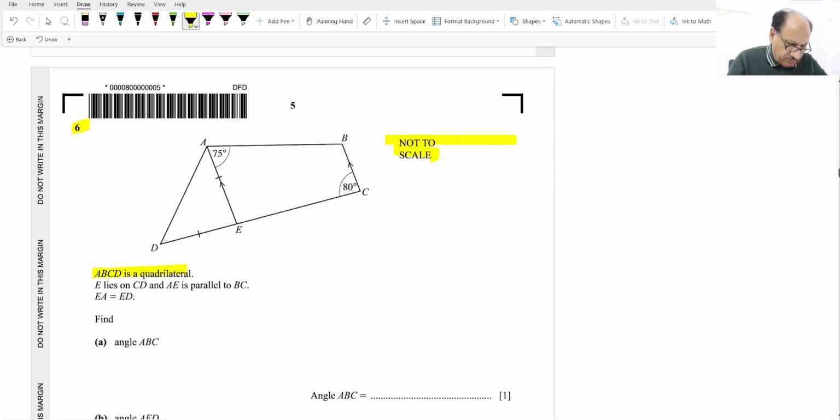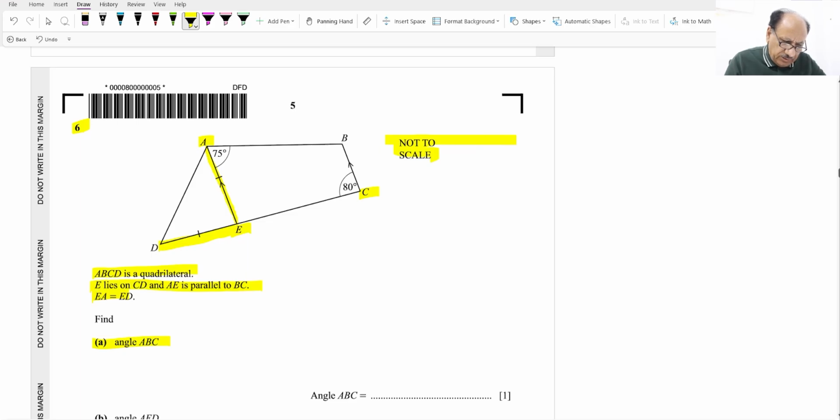not to scale. ABCD is a quadrilateral. A, B, C, and D. E lies on CD and AE. So E is lying on both. EA is equal to ED. So this side is equal to this side. These two sides are equal. They are saying find angle ABC.